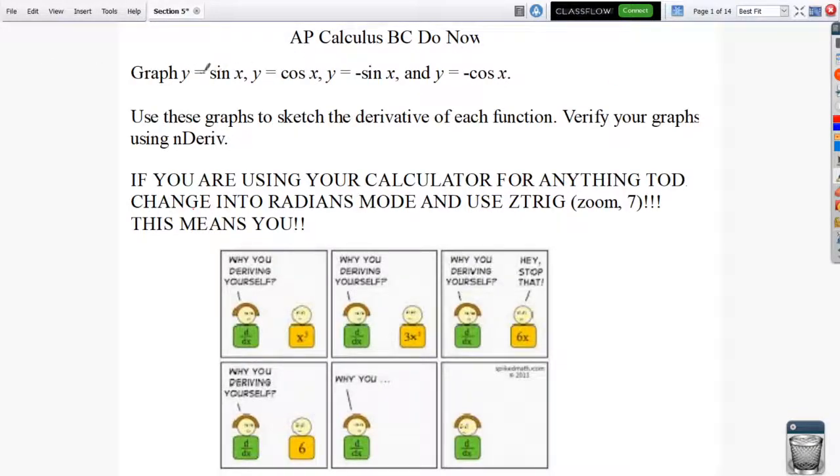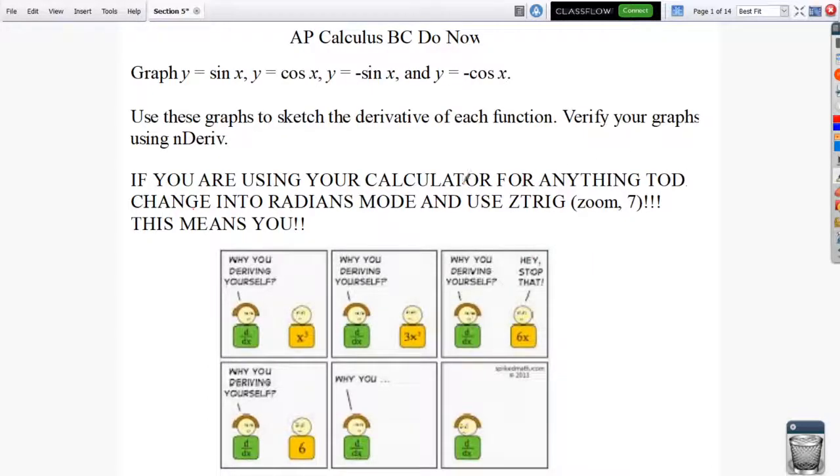The first thing that I want you to do today is to really try these problems out. Graph y equals sine of x, graph y equals cosine of x, graph y equals negative sine of x, and graph y equals negative cosine of x. You really want to do that. You could use that to sketch the derivative of each function and verify your graphs using nderive.